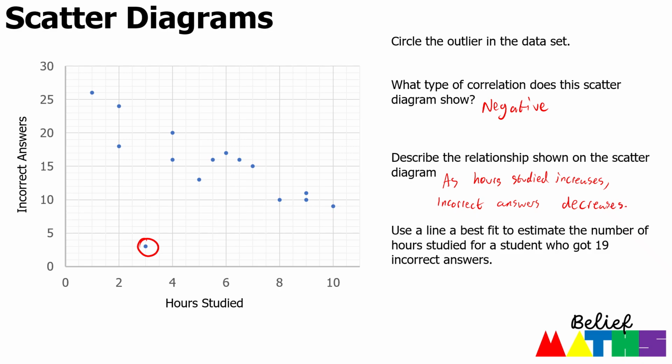Finally, it asks us to use the line of best fit to estimate the number of hours studied for a student who got 19 incorrect answers. So we're going to draw a line of best fit. Again, yours will be much better because you'll use a ruler.